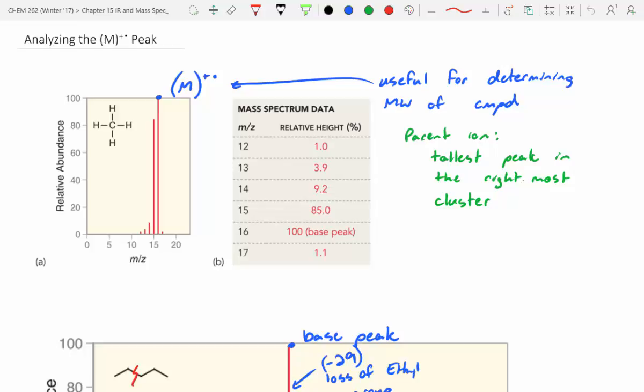So yesterday we talked a little bit about mass spec and the useful peaks that you can analyze in mass spec. The most important peak, arguably, is going to be your parent ion. That's the peak that's tallest in the rightmost cluster, right? So if you look to the far right of your mass spec, you'll see a cluster of peaks in that area. It's going to be the tallest one in that region. And that tells you the molecular weight, which is a really important thing to know, right? If you've got an unknown compound, you want to know how heavy it is.